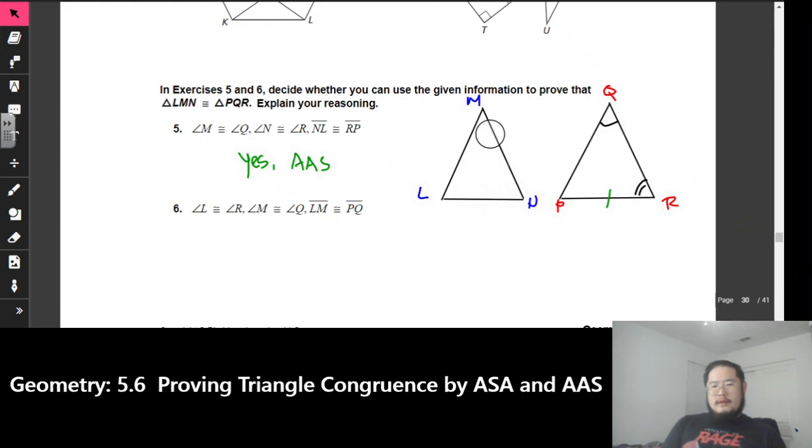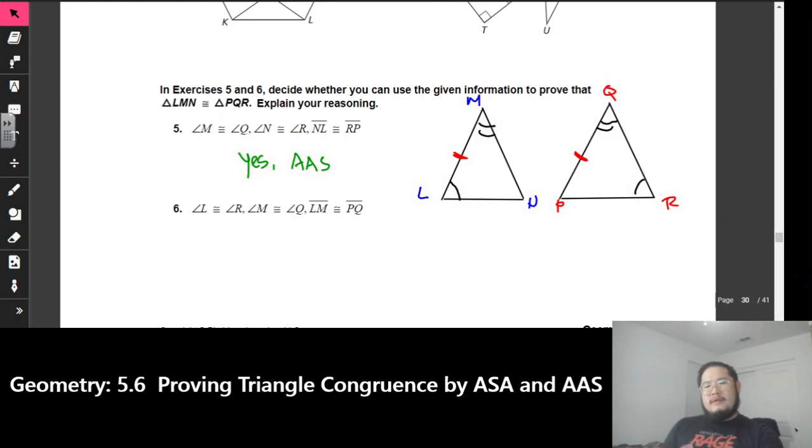Okay. Let me erase some of the markings that we have so we can do number 6. In number 6, it says that angle L is congruent to angle R. Angle M right here is congruent to angle Q. And then we have LM is congruent to PQ.